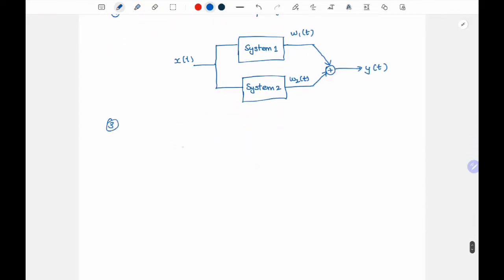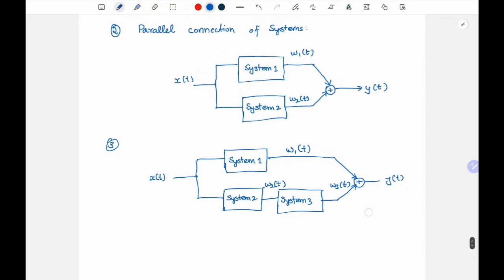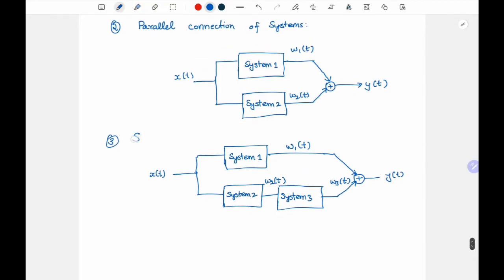And we can also mix them. So I'll take x of t. Let's say I feed it through system 1, and in parallel I put it through system 2 and another system in series with system 2, so system 3, and then I take these outputs and add them to get y of t. So this is like W1 of t, W2 of t, W3 of t. Okay, this can be called a series parallel connection.